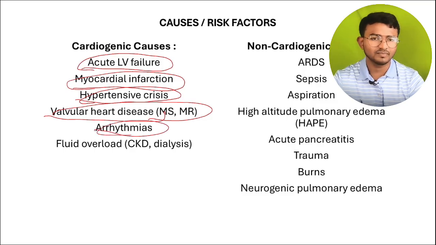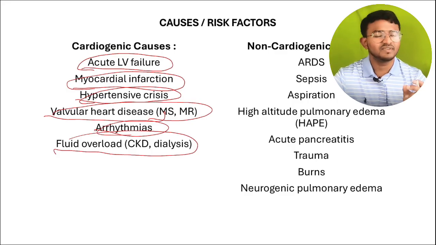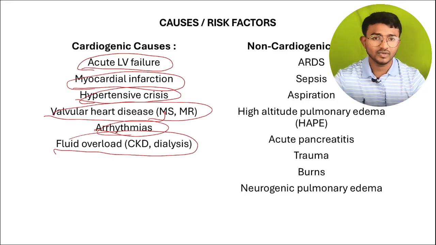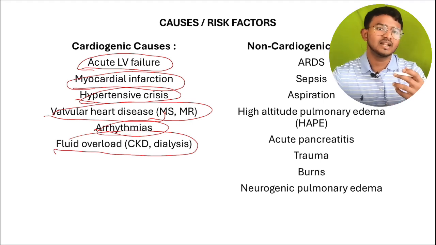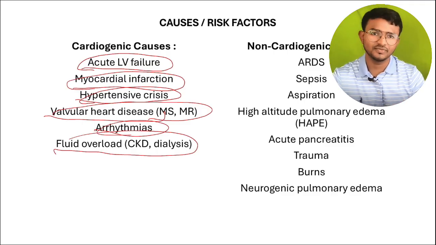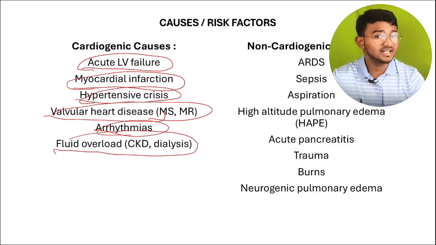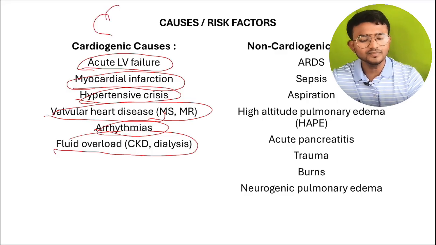Next one, arrhythmias, and fluid overload in chronic kidney disease and dialysis patients. Whenever fluid accumulates in larger amounts in chronic kidney disease, we can see fluid in the third space. So the patient will get ascites, and in the lungs we can see fluid and everything. So these are the cardiogenic causes of pulmonary edema, everything related to the heart.